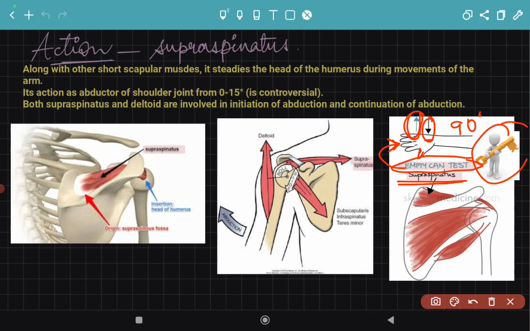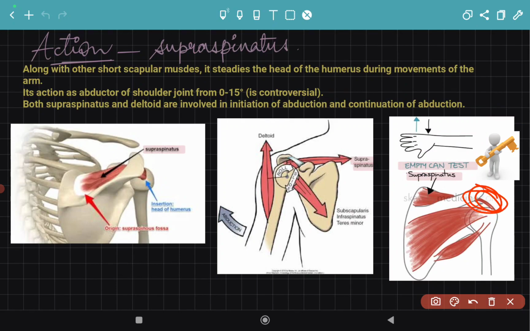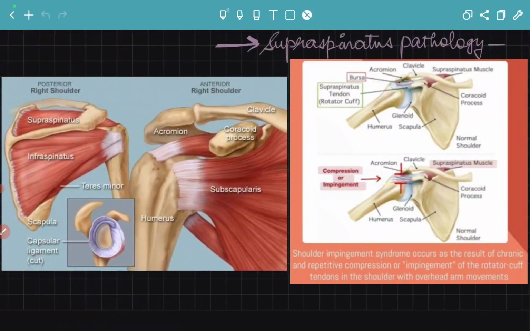And while doing so, if there is pain and weakness in the region specified here, somewhere over here where the supraspinatus is getting impinged, so if there is pain, weakness while performing this, then the test is considered to be positive, that there is some pathology of supraspinatus over here. So to understand the supraspinatus pathology in detail, let's see this.